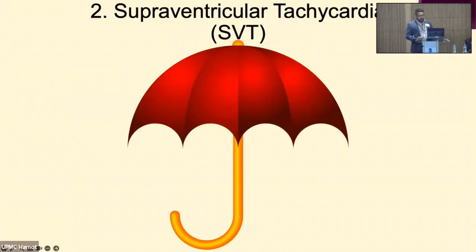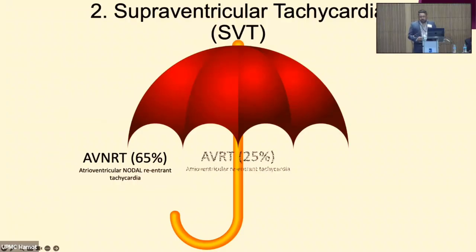Moving on, SVT. This is going to be dense, so get ready. So SVT is an umbrella term under which we have three main categories. AVNRT, which is what 65% of patients will have. This is called atrioventricular nodal reentrant tachycardia. There's a reason I highlighted or capitalized nodal on there. We'll talk about that. The second most common is something called AVRT.